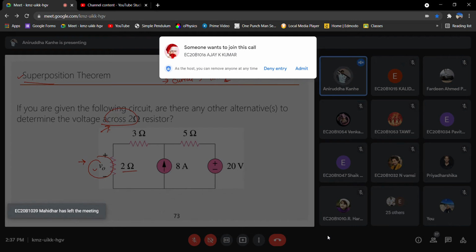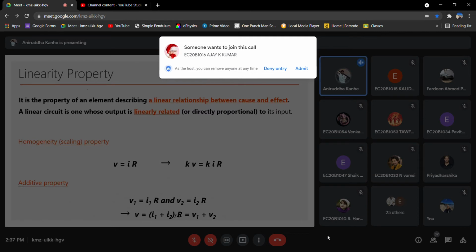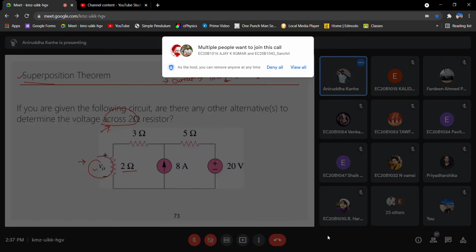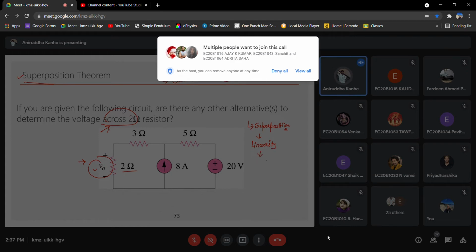So how to use that? Before that, we have to understand the superposition theorem. The superposition theorem is based upon the linearity property. I hope everyone is aware of what superposition means. Superposition is based upon linearity. And what is the basis for linearity? How can you find out whether it is linear or not?